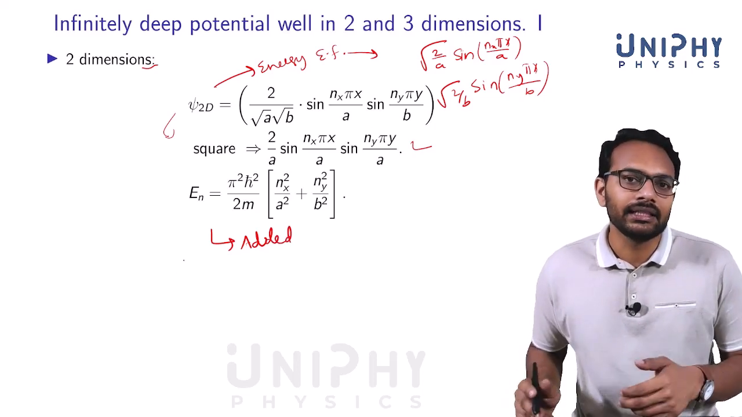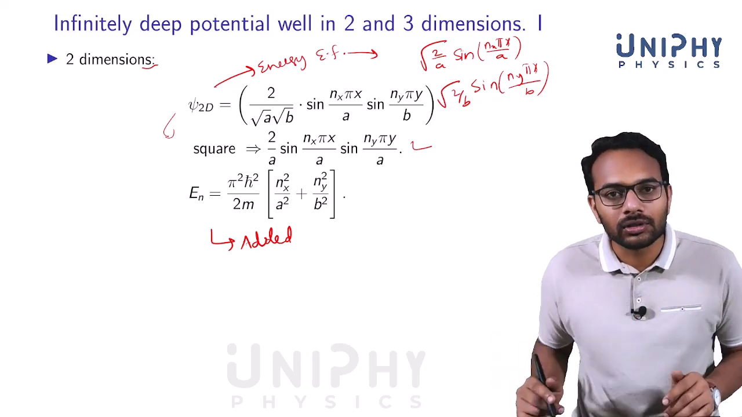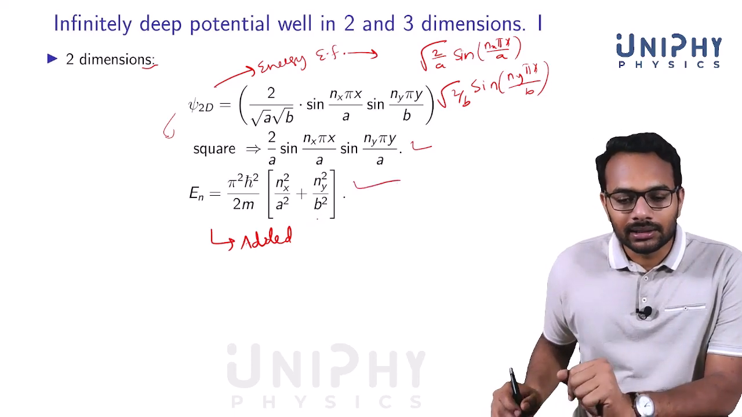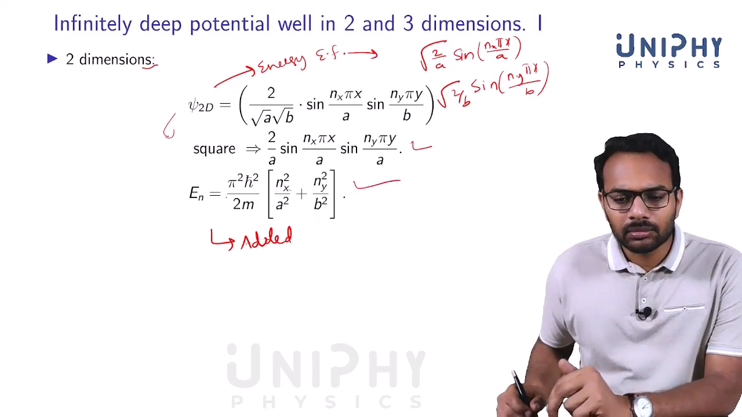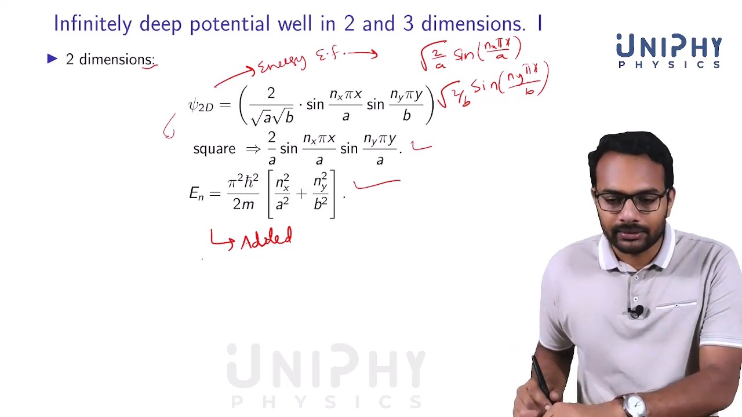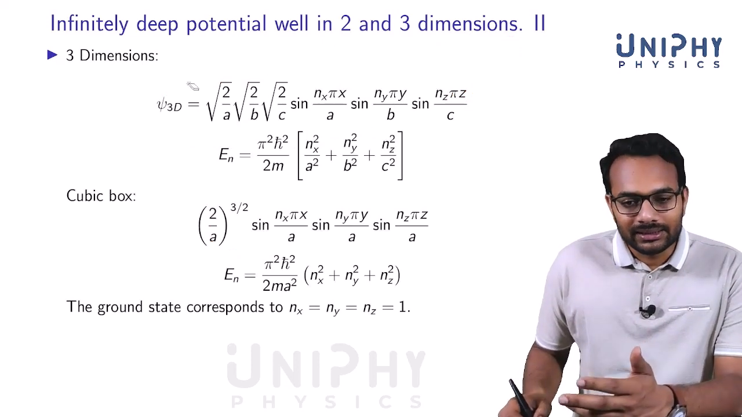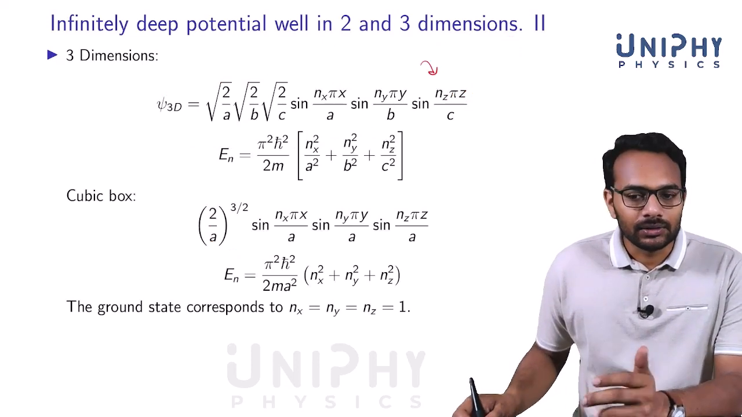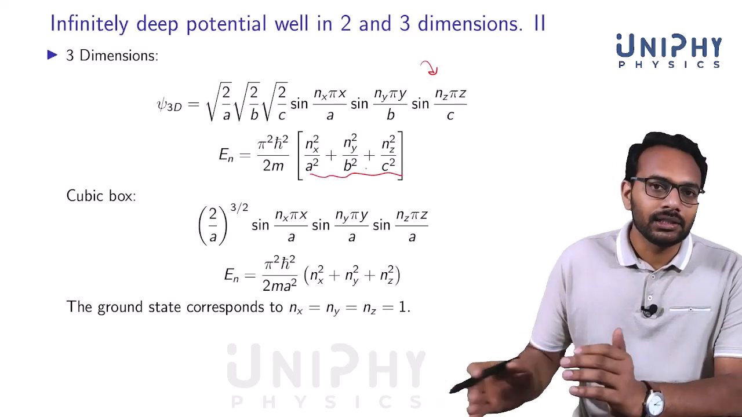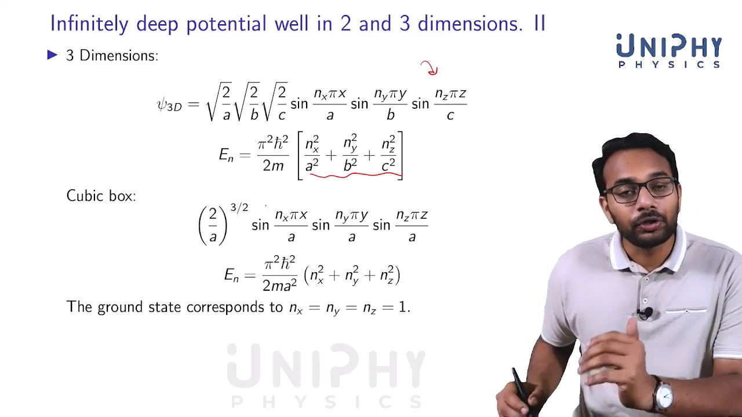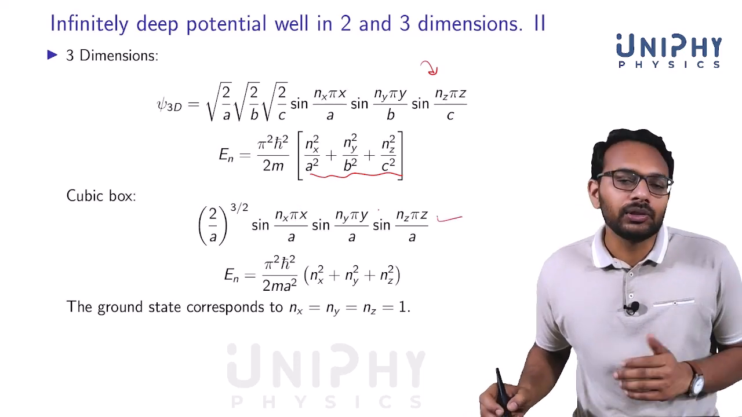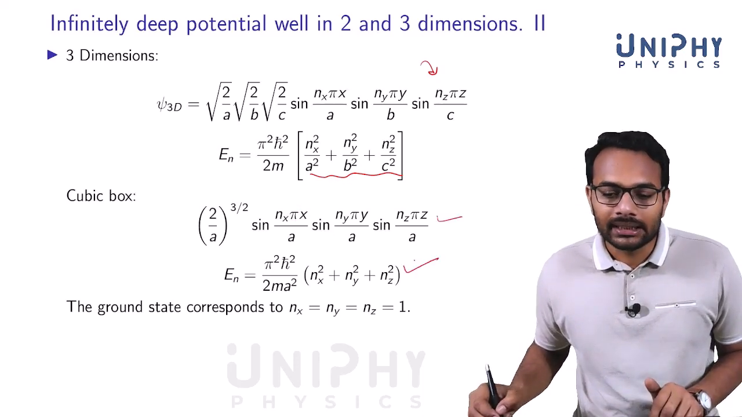It's understandable because for the total energy you have one more contribution, so you just add it up. That's the energy eigenvalue. Remember, we are using two different numbers here, nx and ny. We can change them independently. And in 3 dimensions, again, you just introduce one more factor, that's all. Nothing particularly complicated about it. Again, in the energy eigenvalue, you just add the contribution from one more dimension. For a cubic box, which means a equals b equals c, just put a equal to b equal to c, and this is the energy eigenvalue.